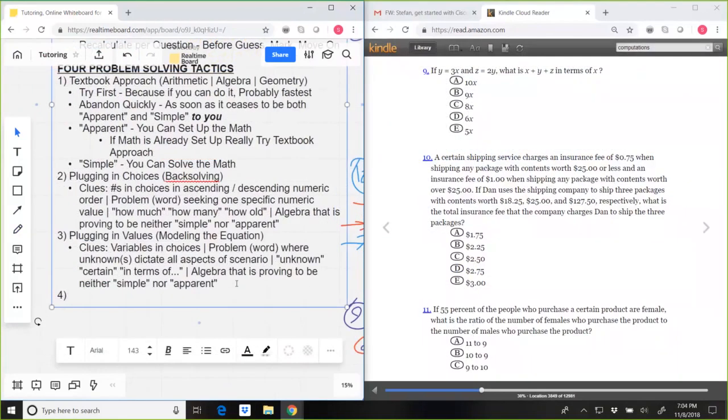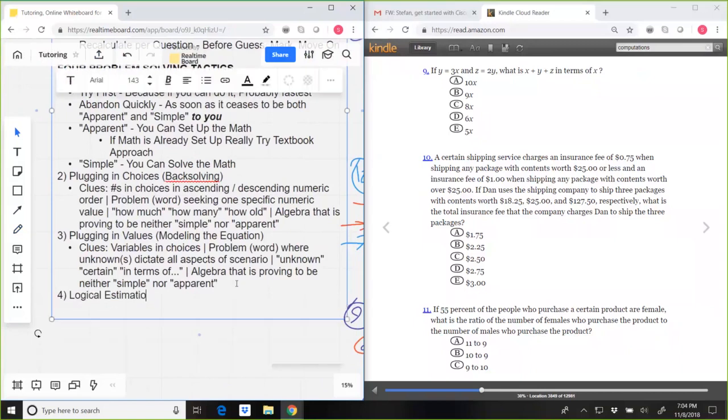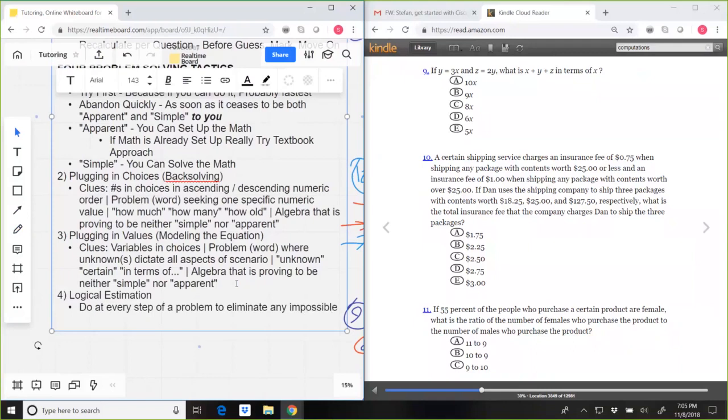So the last one, and quite possibly the most important of the 4 problem-solving tactics, is going to be logical estimation. So this isn't something that you want to do just some of the time. You want to do it at every step of every problem to eliminate any impossible choices. So what are some of the things that make a choice impossible?